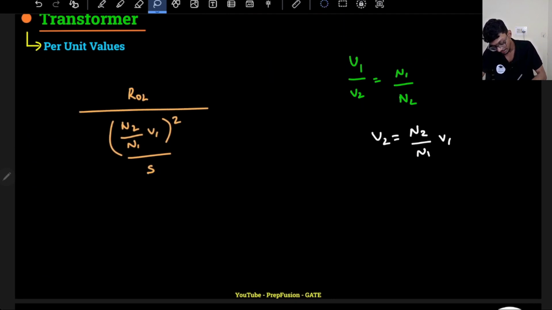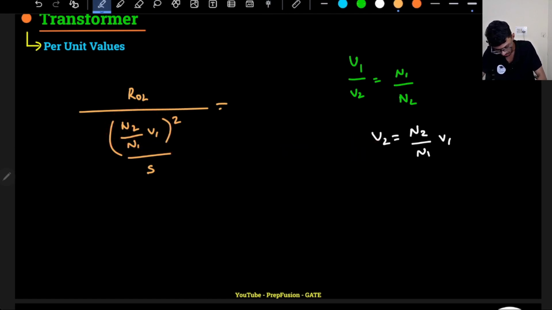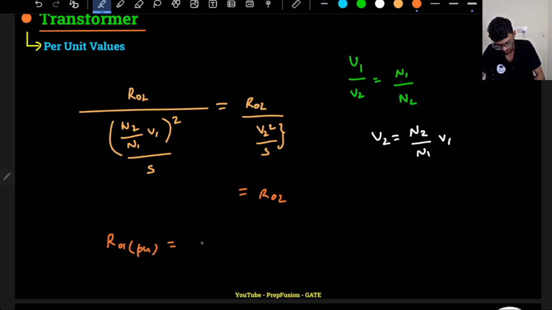Now what is this value? This is V2, right? This is simply V2. So this is R02 divided by V2 whole square divided by S. Now if you see, this is simply R base. So this is R02 upon R base, which is R02 PU. So from here we get a very good relationship: my R01 PU is equal to R02 PU.